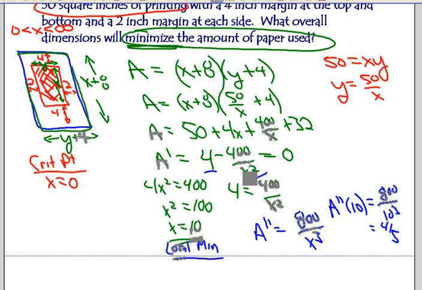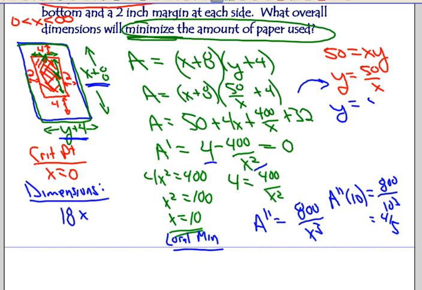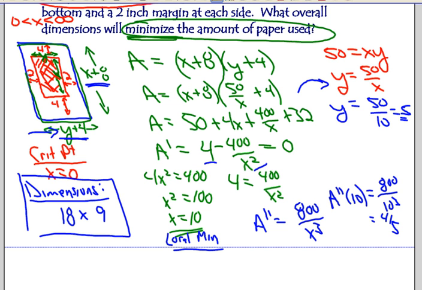All right, let's answer the question. What overall dimensions? Don't forget, we need to come back here. Overall dimensions are x plus 8 by y plus 4. If x is 10, 10 plus 8 gives us 18. Then for y, we come back and y is 50 over x, and 50 over 10 is 5. My actual width is y plus 4, and 5 plus 4 is 9. So the overall dimensions are 18 by 9, and these were inches: 18 inches by 9 inches.